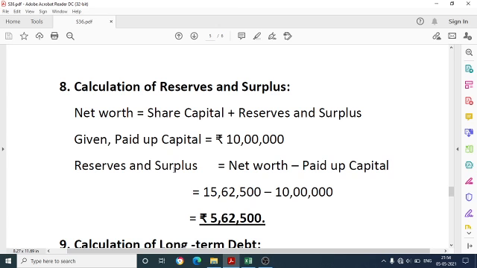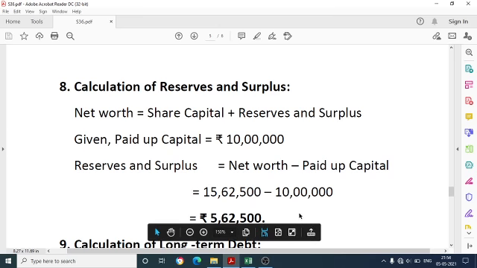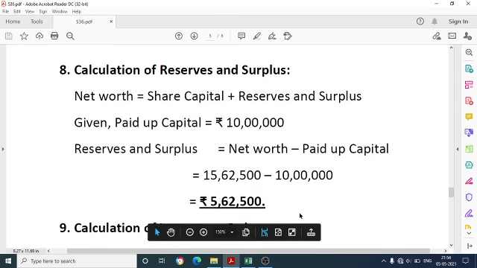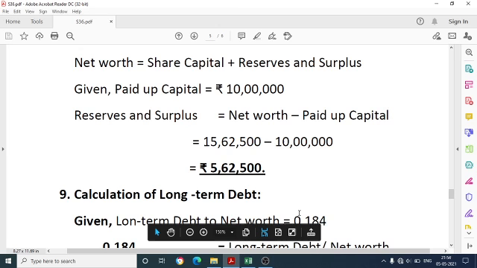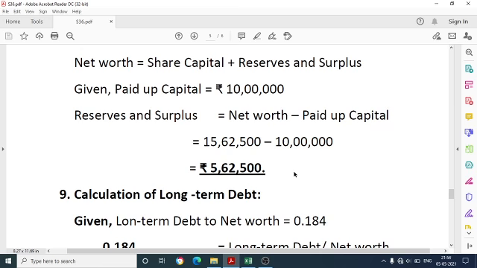Now net worth is equal to share capital plus reserves and surplus, as I just told. In that, paid up capital is given 10 lakh. Therefore reserves and surplus is equal to net worth minus paid up capital. So writing this equation, if we subtract 10 lakh from 15,62,500, reserves and surplus will get 5,62,500. Means clearly you can mention it in the balance sheet. That is the ultimate purpose.